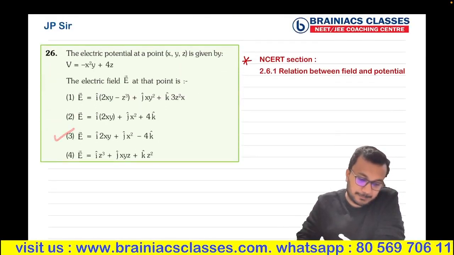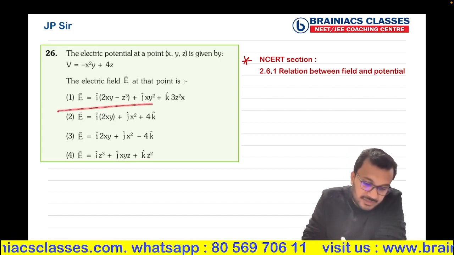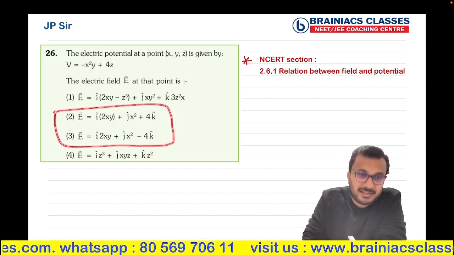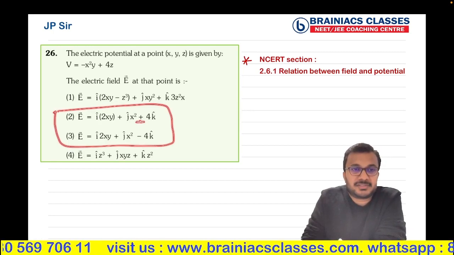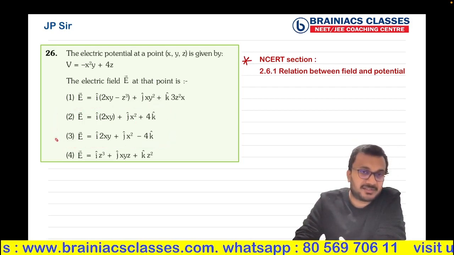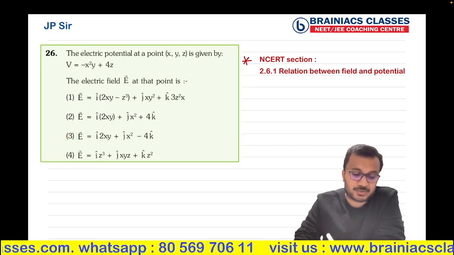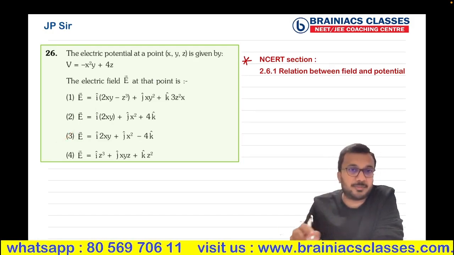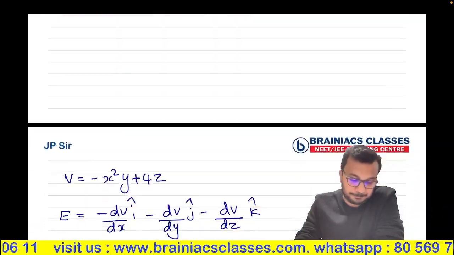See option number 3. To confuse you or make trouble for you, these two options are given exactly equal, only the signs are changed. The second option and third option differ only in the signs. But what is the correct answer? For us, it is 3: i into 2xy plus j x square minus 4k. So be very careful about the sign in this particular formula.